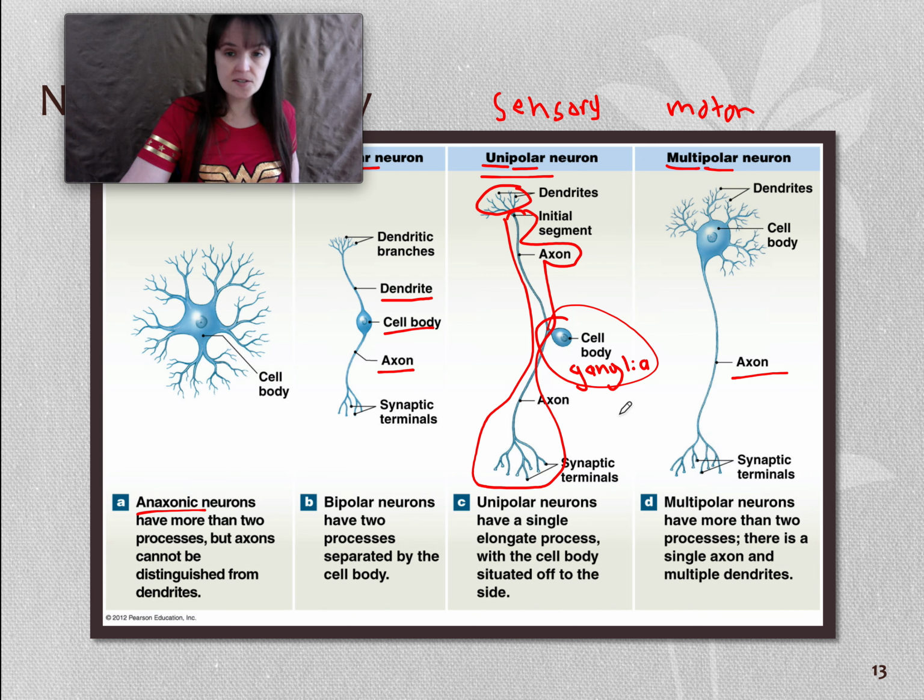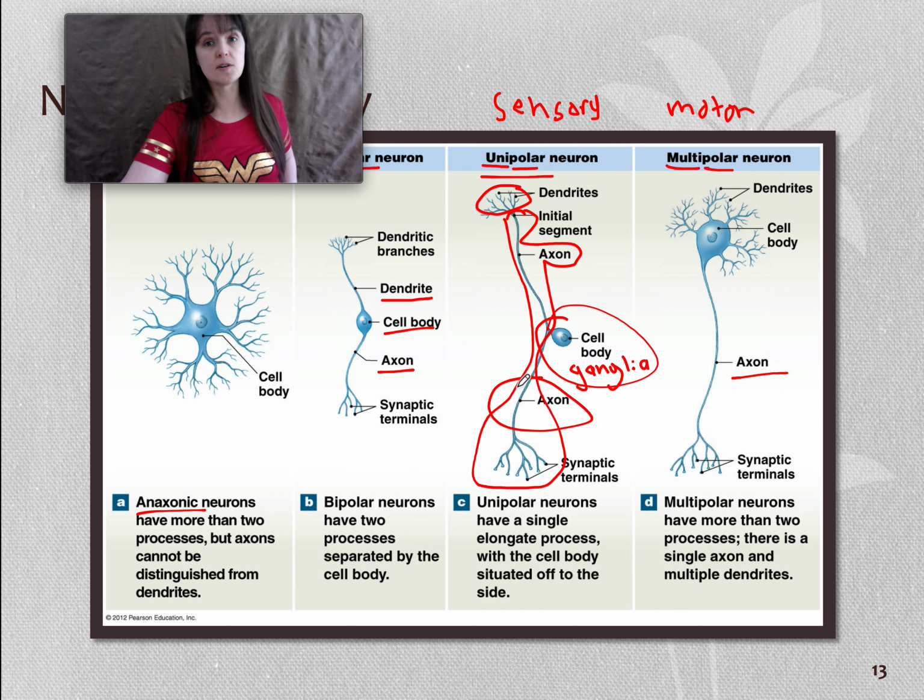The sensory ganglia are the ganglia that contain the cell bodies or somas of the sensory neurons. And the afferent fibers are the axons. The fibers are long and skinny, so afferent is sensory. A fiber in a nerve is the axon because it's the long skinny part. So an afferent fiber is the axon of a sensory neuron.